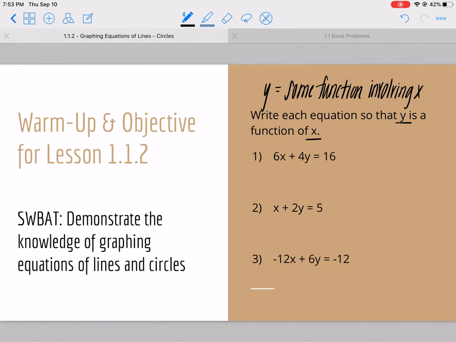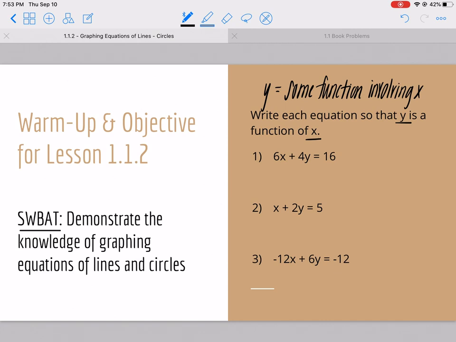Okay, so I'm going to have you guys write down, as always, what the objective is for today, and then you can pause the video. Please attempt these warm-up problems on your own, and then unpause it, come back, look at the solutions that I posted, and see if yours are correct.